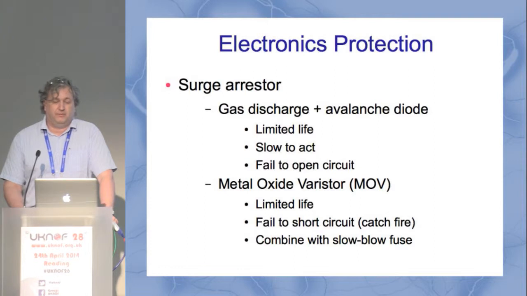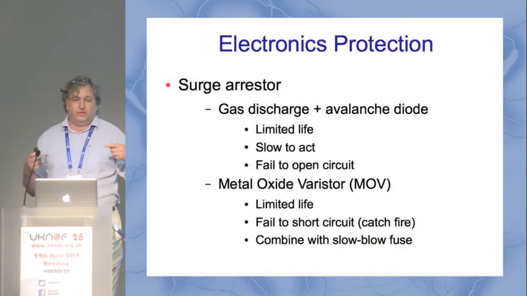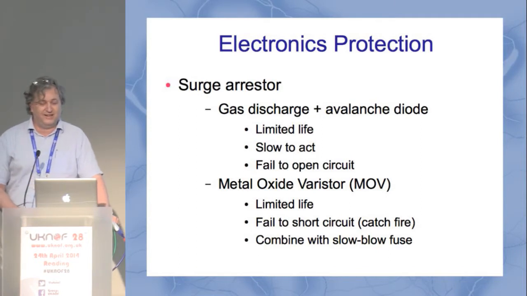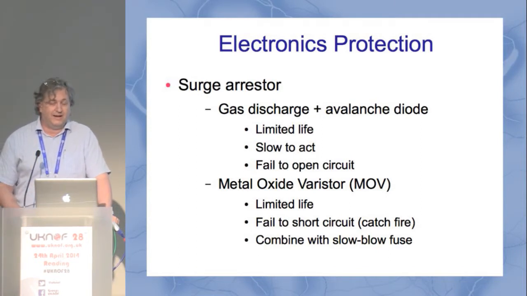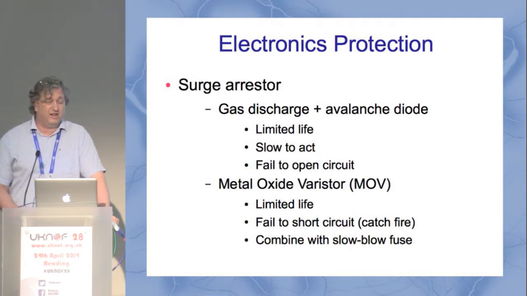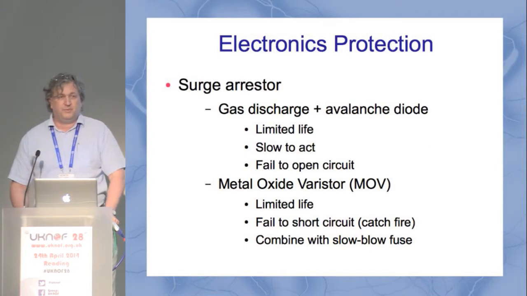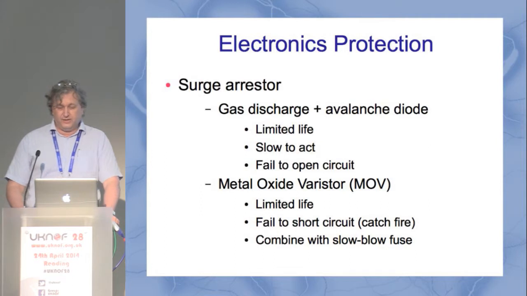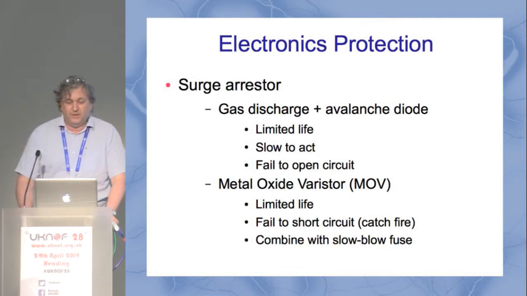Electronics protection. Well, there's basically 2 commonly used ones in electronics. There's a gas discharge tube, which is basically just a tube with a gas in it, which breaks down at high voltage, combined with an avalanche diode. The problem with gas discharge is it's got a limited life. It can only take so many hits. It's comparatively slow to act. Remember, this thing is ramping up within 10 microseconds. And even worse, it fails open circuit. So you've actually got no protection once it fails.